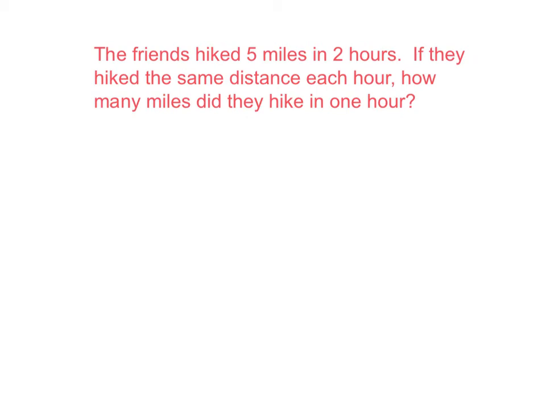Let's go ahead and take that problem one step further. The friends hiked 5 miles in 2 hours. If they hiked the same distance each hour, how many miles did they hike in 1 hour? Well, I see that I have a 5 and a 2. Those are probably my numbers. And I need to divide to find out how the 2 hours turns into 1 hour. So I am going to take 5 and divide it by 2. That's how I'm going to set this up first. And I know that the fraction looks like this, and that when I write it as a division problem, it'll look like this.